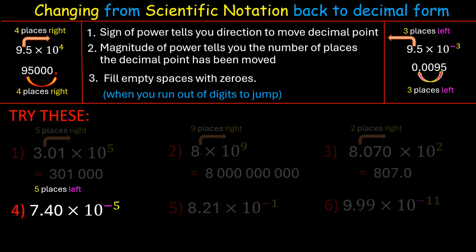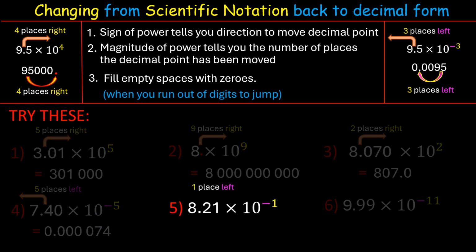In example 4, we need to move the decimal point 5 places left, so we write 5 leading zeros and place the decimal point after the first one. Next, we only need to move 1 decimal place, so we jump the 8. We still like to place 1 0 out front.